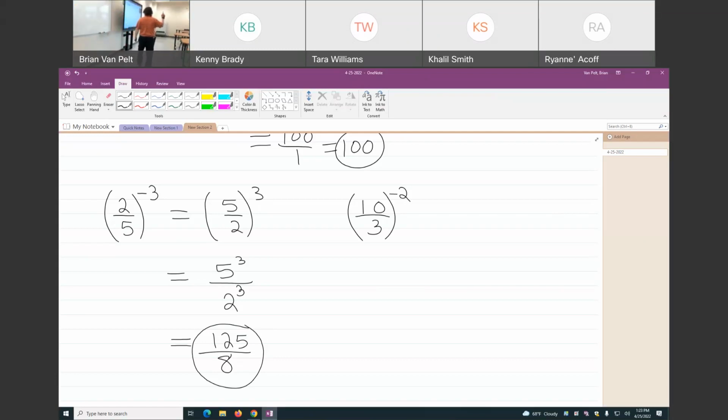Anybody get it? Over 100? Flip it. First, 3 over 10. Raise that to the second power. Now, by the way, have you wondered if any of these fractions are able to be simplified? If they could be simplified, you would be able to do it right now. All right.